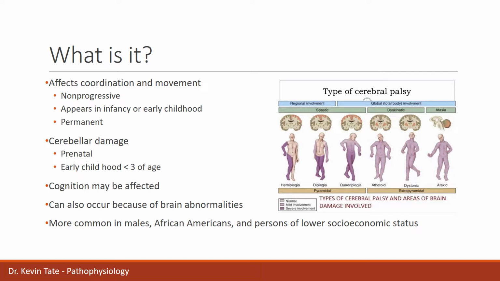It is not progressive, meaning it doesn't continue worsening, but it becomes pretty bad pretty early. Okay, it appears very early in childhood or during infancy. So generally, the brain damage is caused during childbirth, and maternal conditions can affect this condition as well. If we have cerebellar damage, meaning there's damage to the cerebellum, that damage is generally prenatal, so it's occurring while the child is in the womb or very young, less than 3 years of age.